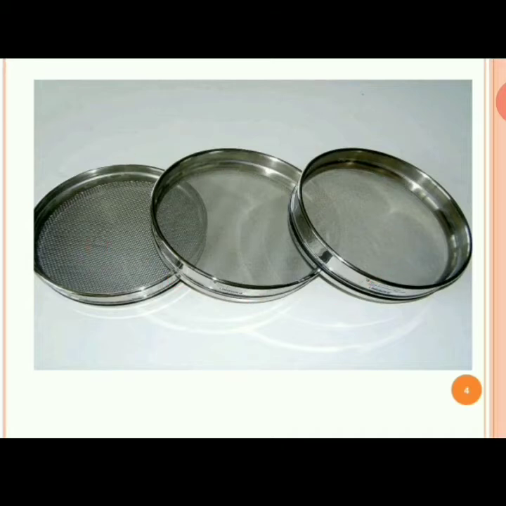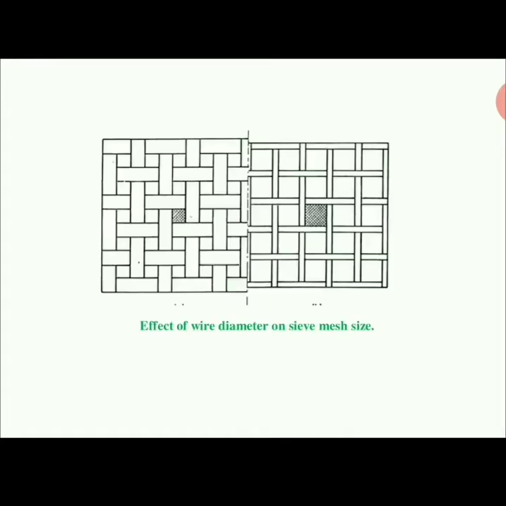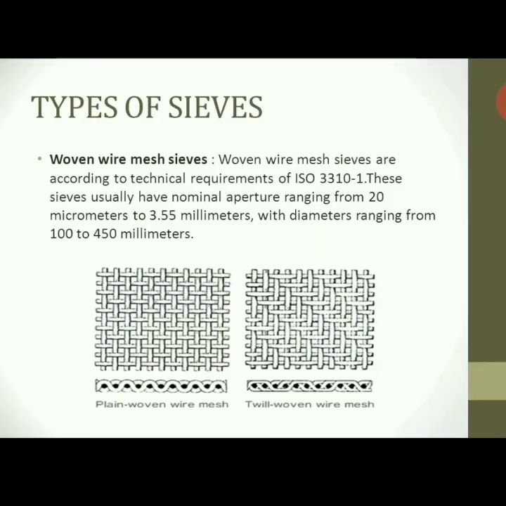Then next is the types of sieves. Here there are 4 types of sieves most commonly used in pharmaceutical processing, such as woven wire sieves. Second is the bolting cloth sieves. Third is the closely spaced bars or screens, and fourth one is the punched plates.